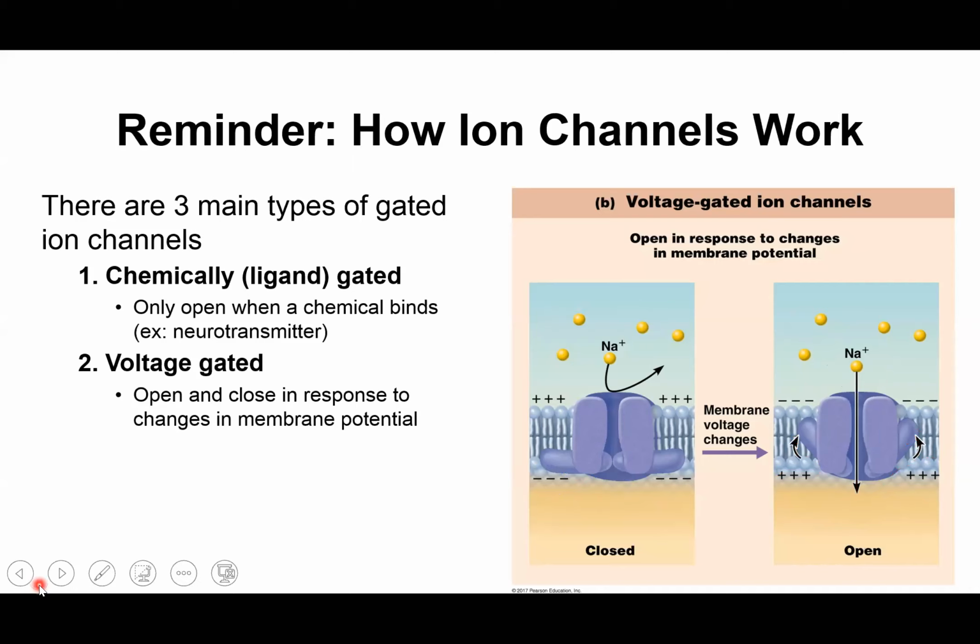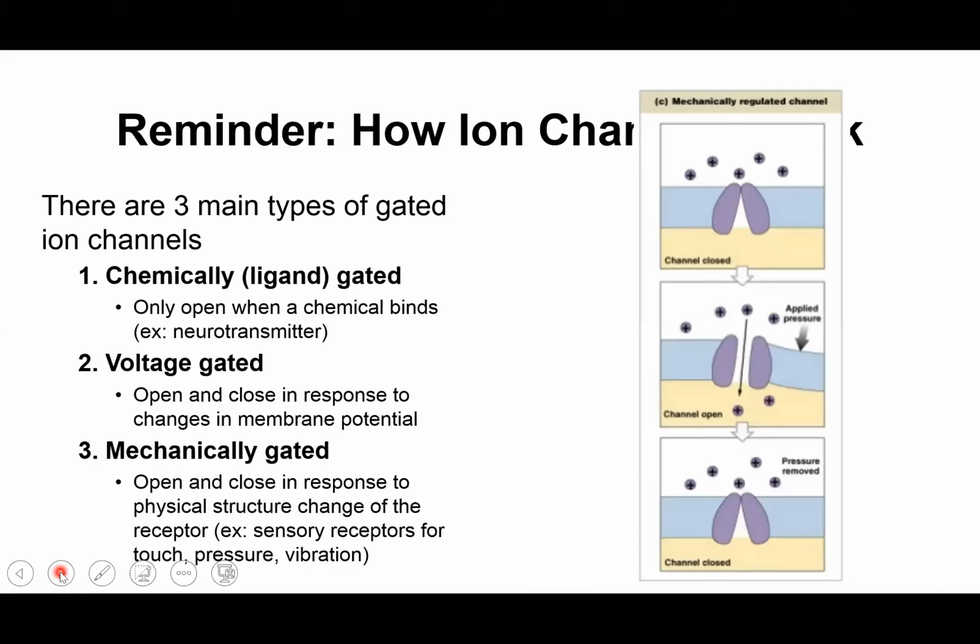The final type are the mechanically gated channels. These ones are a little bit more rare, and we don't really talk about them very much, but mechanically gated channels only open and close in response to a physical structural change of the receptor. So think about your sensory receptors for touch, for pressure, for vibration. In a normal situation, before we have any change, the channel is closed, so ions can't move in or out of the cell.